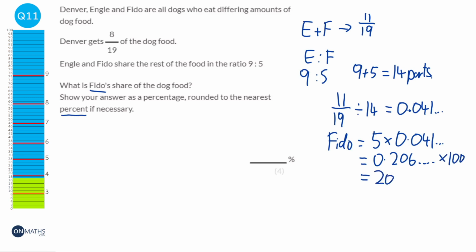So we have 20.676... percent, and it wants it rounded to the nearest percent, so that would be 20%. Or actually, it would be 21% because this would round it up, so 21%.